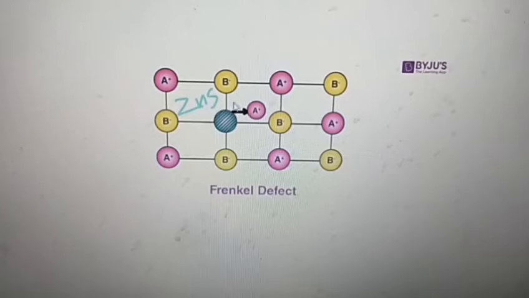Zinc sulfide, we can see these examples in our textbook also. Zinc sulfide, silver chloride, silver bromide and silver iodide. So generally they will exhibit these Frenkel defects.